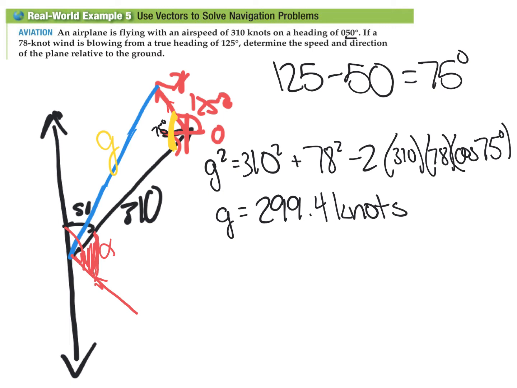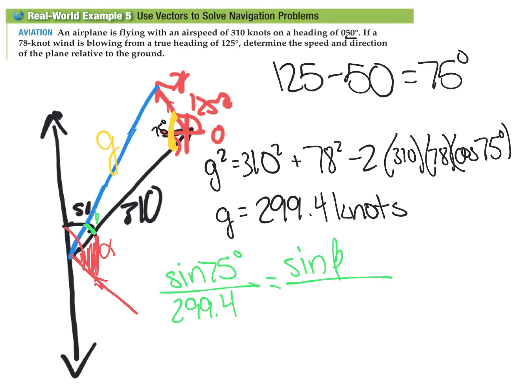299.4 knots. Now we don't know the heading, which is this, let's see, I'll use green, this piece within our triangle. But we now know two sides, and we can go ahead and use the law of sines to find that missing angle. So the pairing we do know is sine 75 over 299.4 equals sine, I'll just say beta. That's what we'll call that, angle beta. You guys can actually call it theta. I don't have anything labeled that. Sine beta over what's across from it, 78.